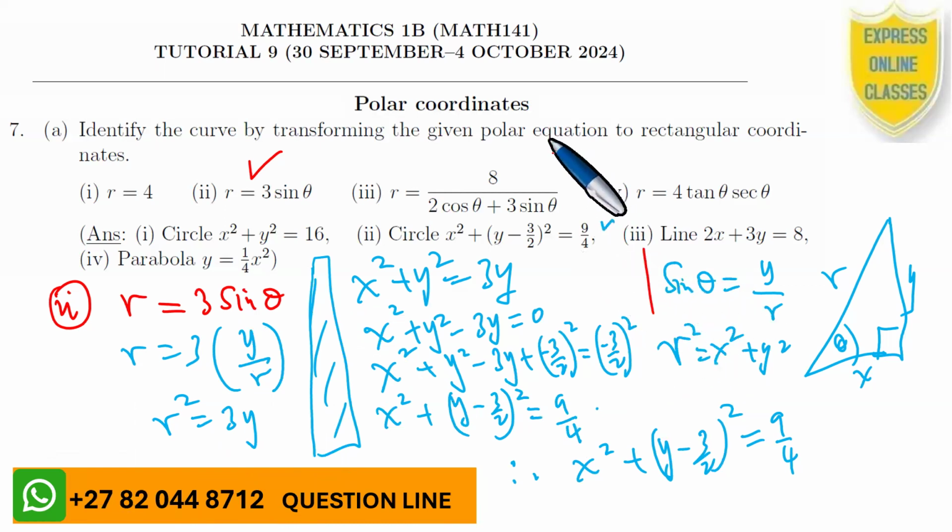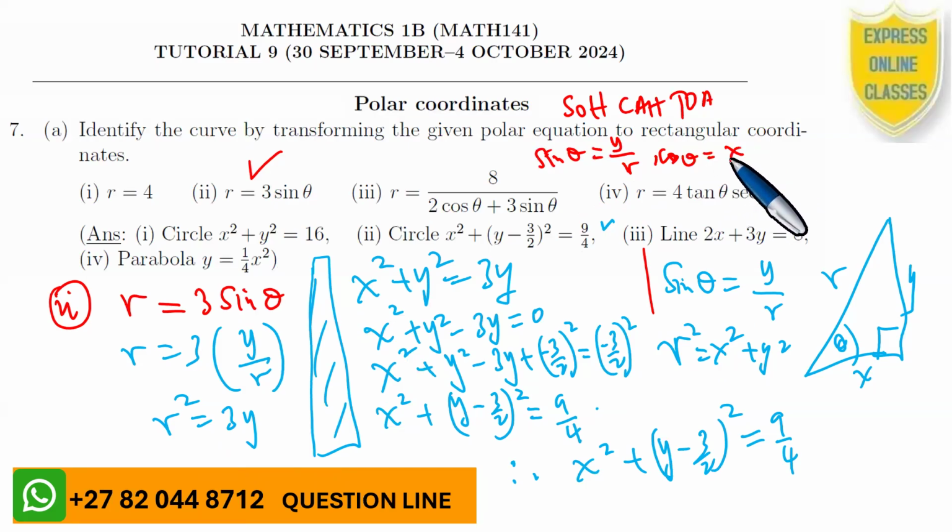Because what is sine theta? There are three formulas we use. Sine theta is y over r, in view of SOHCAHTOA. Cosine theta is adjacent over hypotenuse. Tan theta is y over x. So we use this equation. So sine theta is y over r. Wherever there's sine theta, we put y over r.